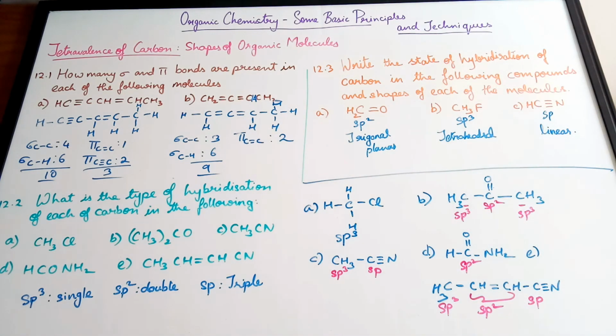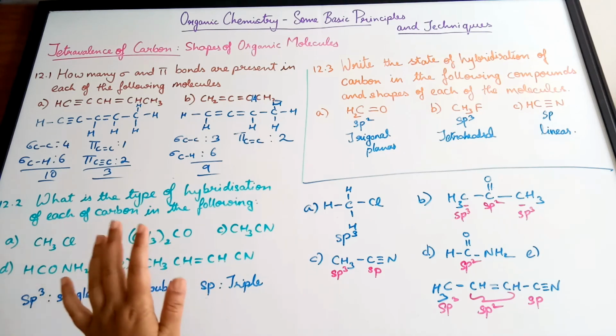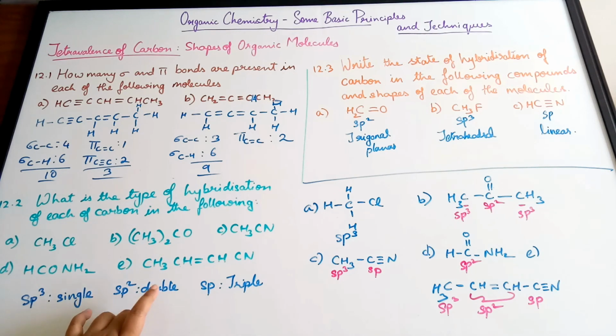So all these questions have to do with the hybridization as well as the shape. You need to remember single bond sp3, double bond sp2, triple bond sp. And in case of a double bond, you have a sigma and a pi bond. In case of a triple bond, you have 2 pi and 1 sigma bond. Single bonds are always going to be sigma bonds.